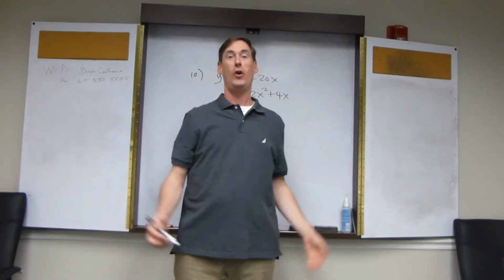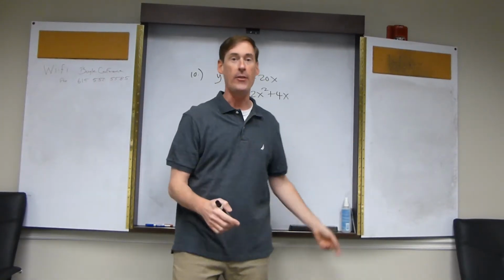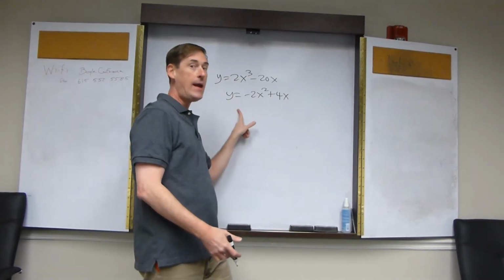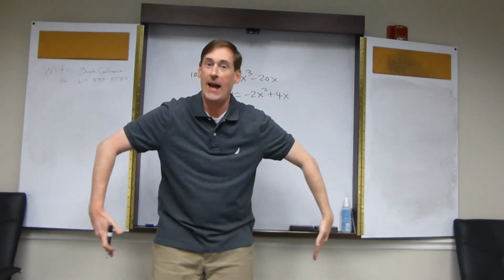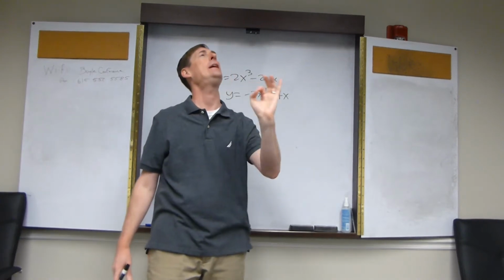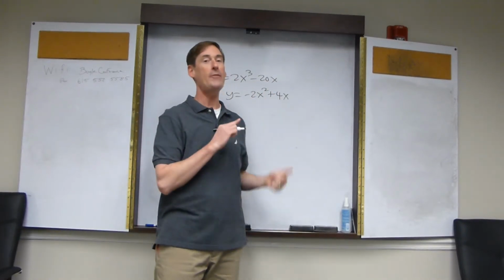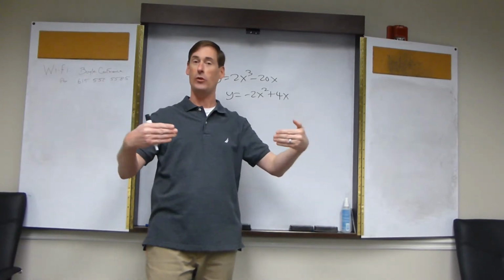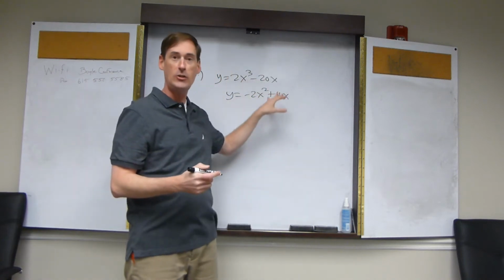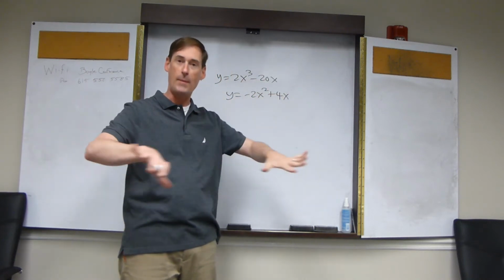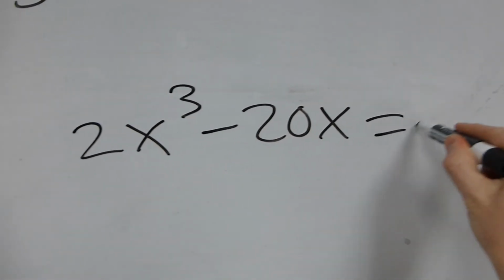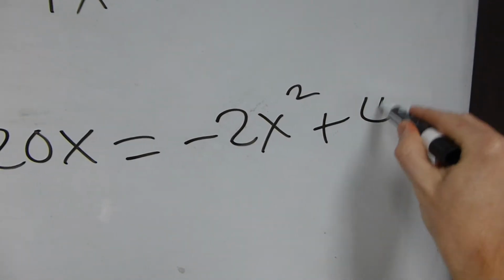All right, number 10. Where do these two graphs intersect each other? The one with the cube is a snake, and the one with the negative x squared is an upside down parabola. Okay, where do two things intersect in math? Extremely important. Two graphs will intersect when they are equal to each other, because they're crossing each other. Simply set these two expressions equal to each other and drop out the y's. So 2x cubed minus 20x is equal to negative 2x squared plus 4x.